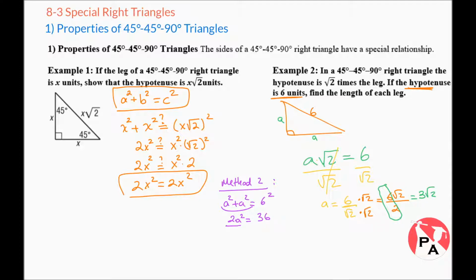Get the a squared by itself. Divide each side by 2. So a squared equals 36 divided by 2, which is 18. Take the square root of each side. A would become radical 18. If you simplify it, you get 3 radical 2. Choose whichever method you want to choose, either the first method or the second method.